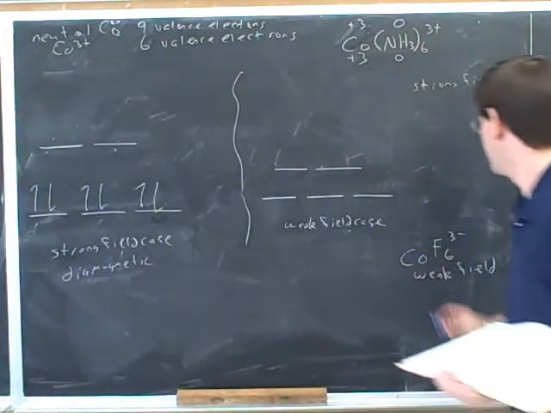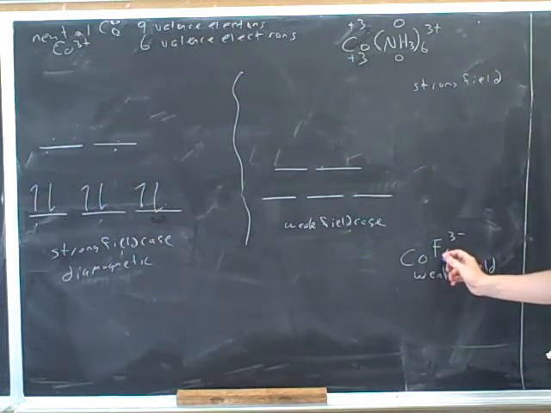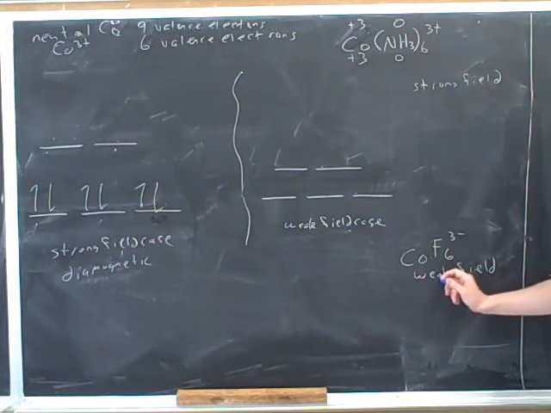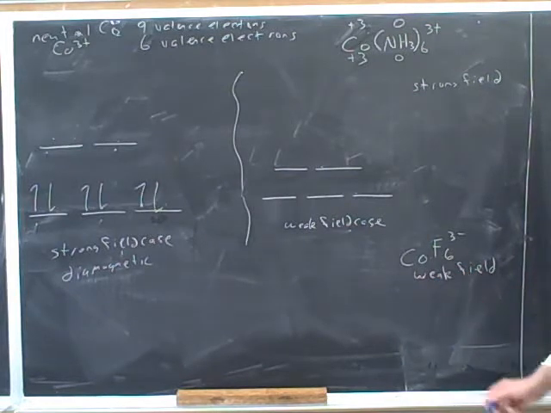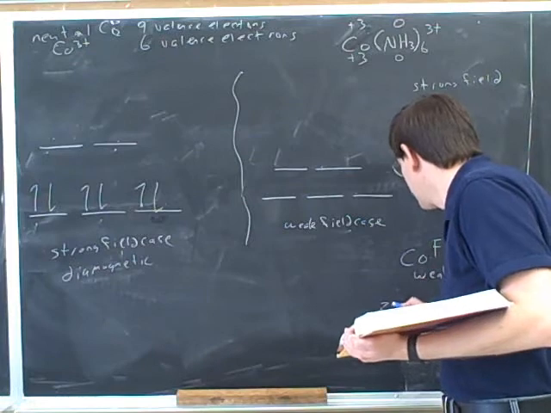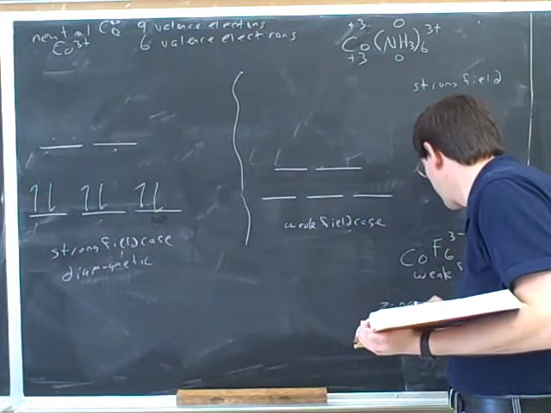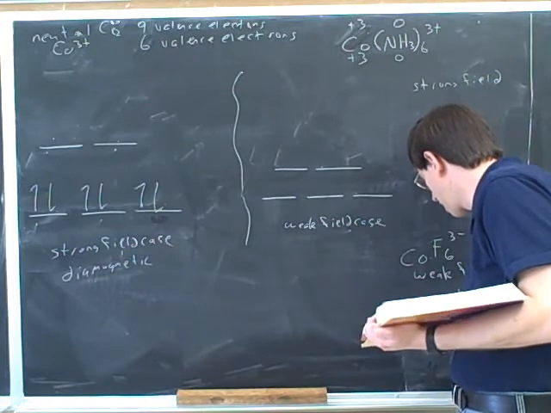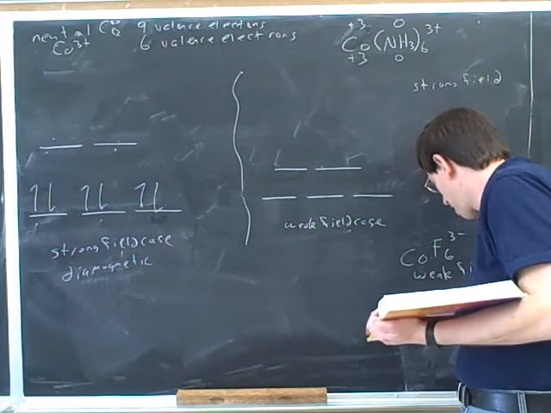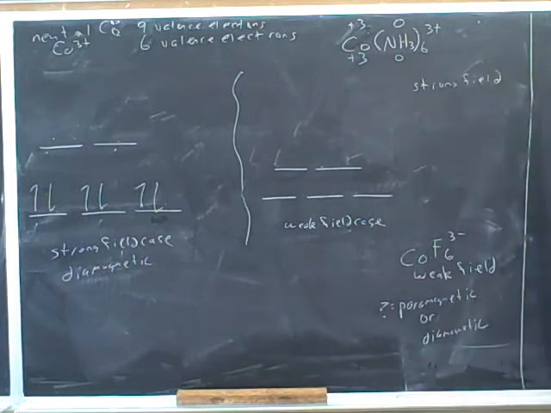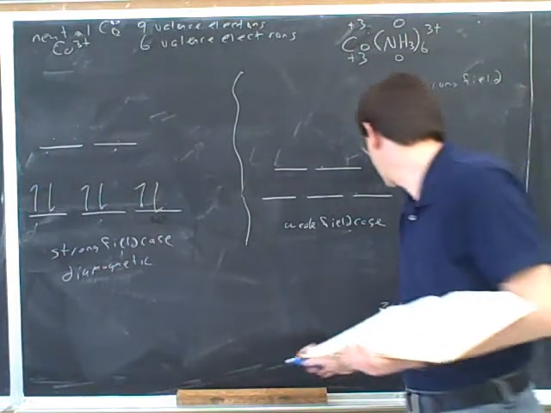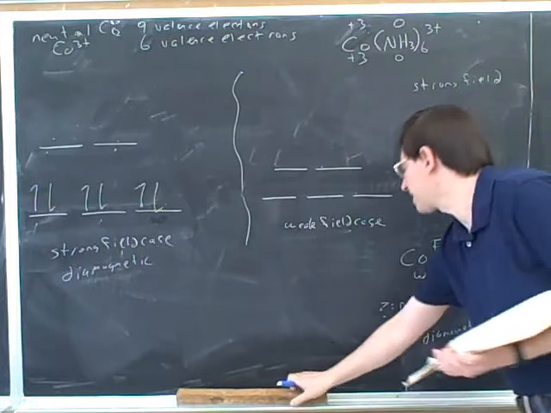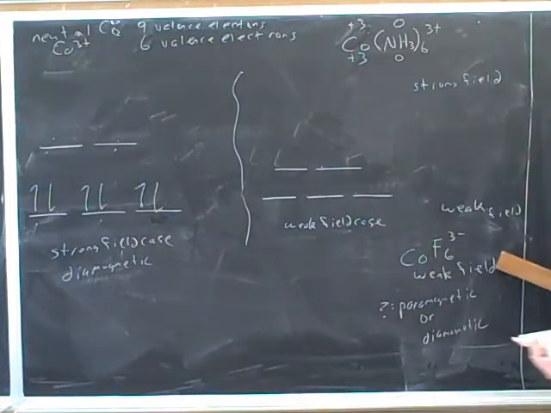Now let's do this one. Let's figure out whether this is paramagnetic or diamagnetic. Now this compound, I'm going to tell you this is a weak field compound, and the question is whether this complex is paramagnetic or diamagnetic? And in this case, we're just told that this is a weak field.